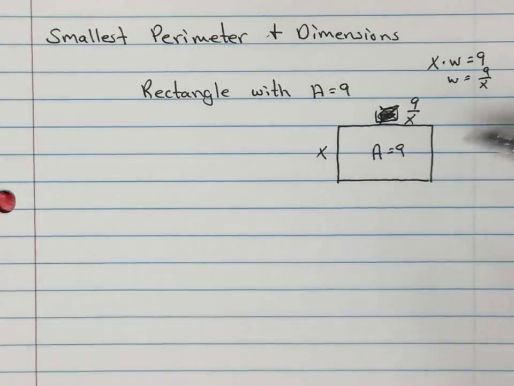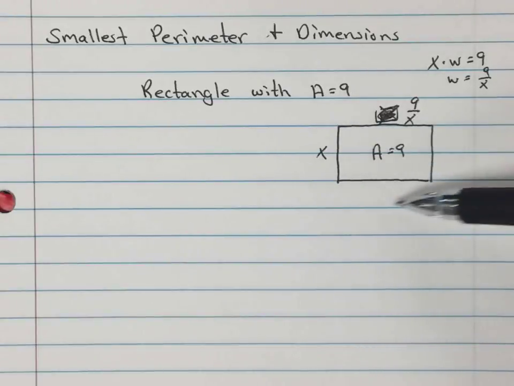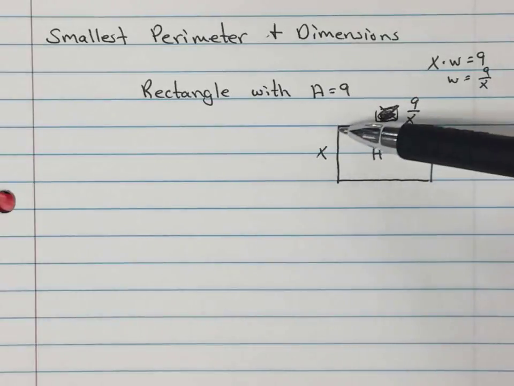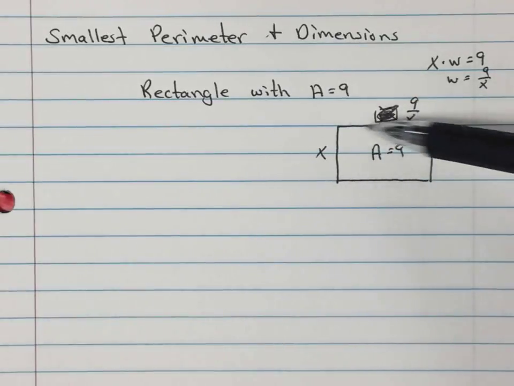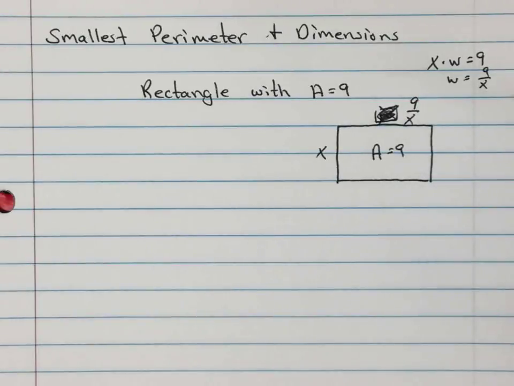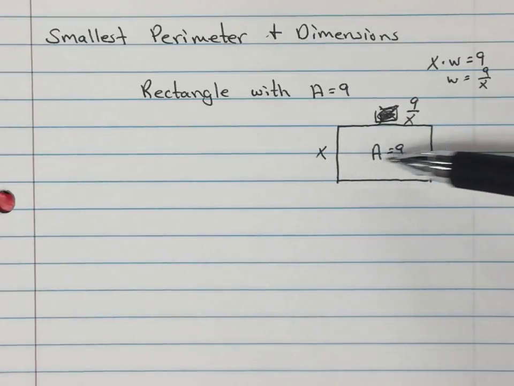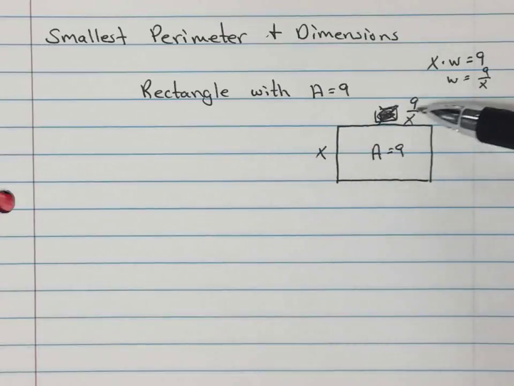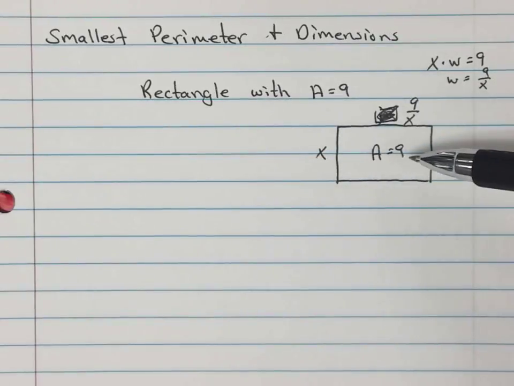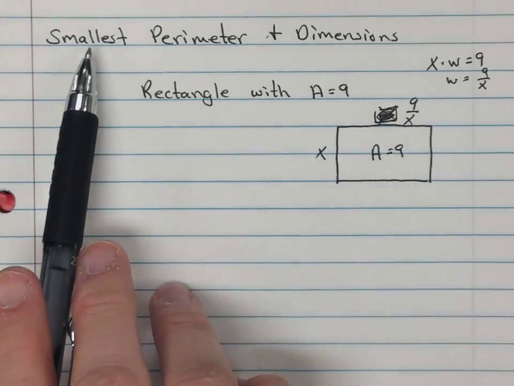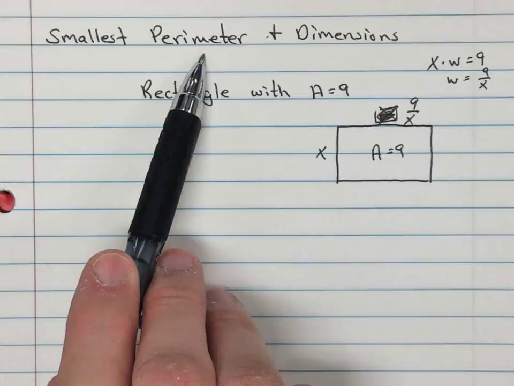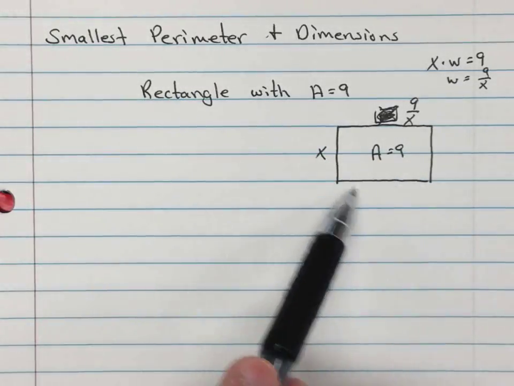So I've got this rectangle now that's got a side length of x and another side length of 9 divided by x, and you can check that. The area should be 9. If you multiply x times 9 over x, the x's cancel, leaving you with 9. So it checks out. So here's my rectangle, and it says I want the smallest perimeter possible. I want to somehow minimize perimeter.